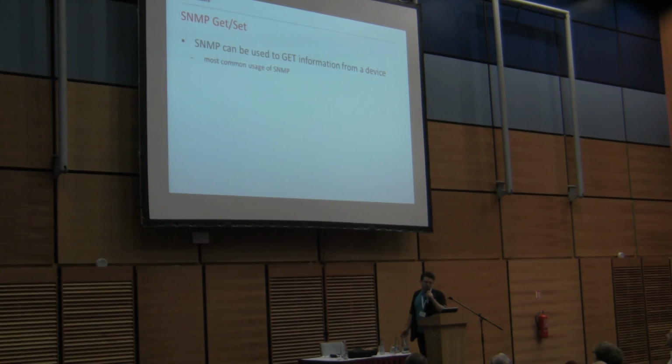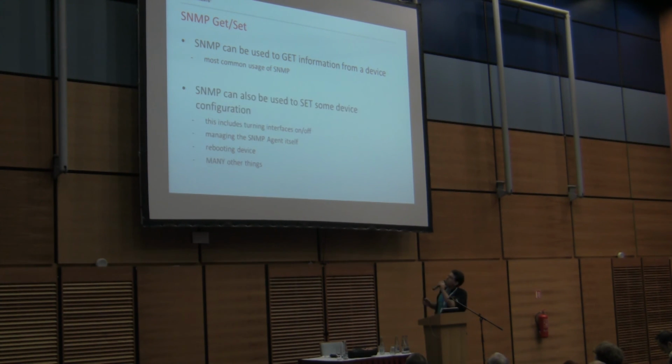So SNMP set and get, and what are these things? So SNMP, as we said, can be used to get information from a device, and this is the most common usage of SNMP, of course. But very often forgotten, SNMP can also be used to set some device configuration. These are just a few examples. It can actually turn interfaces on and off. It can manage the SNMP agent itself, so it can actually change SNMP credentials using SNMP. It can reboot the device and many other things, but this is out of scope for this presentation. Just please remember that SNMP is actually fully read and write and can be used that way.